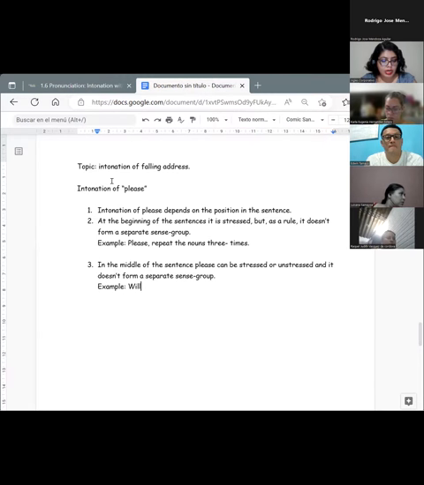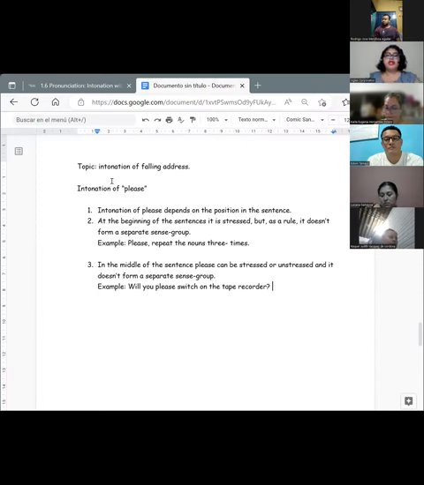Mantenemos una sola tonalidad. Would you please switch on the tape recorder? Like this. Would you please switch on the tape recorder? Es un solo tono. No es necesario cambiarle a pausing or rising intonation. The next one, at the end, al final de la oración, at the end of the sentence.